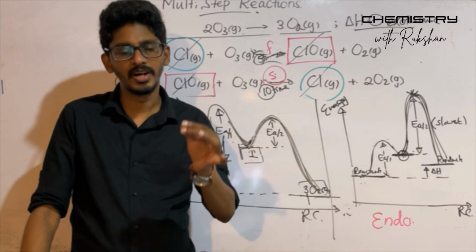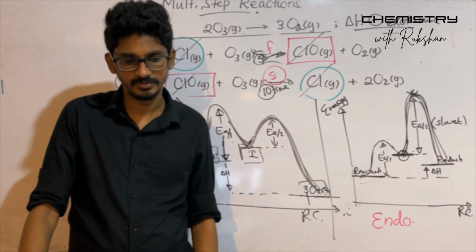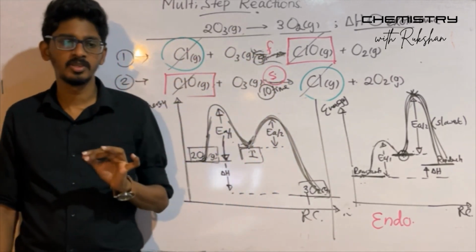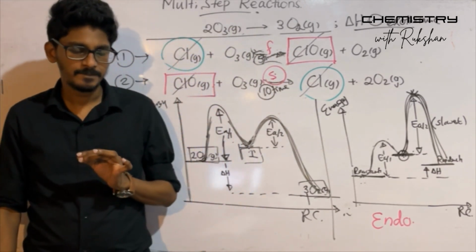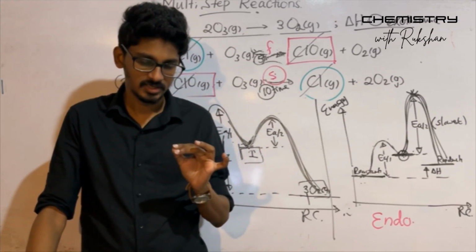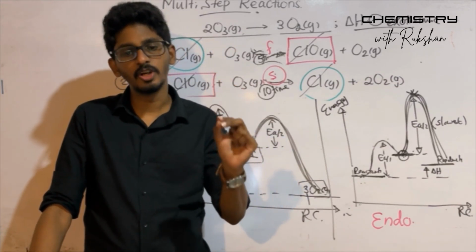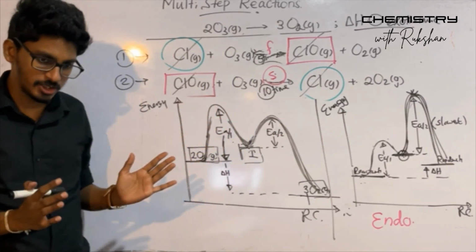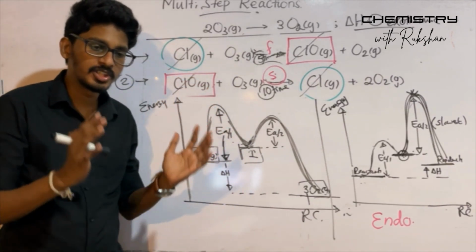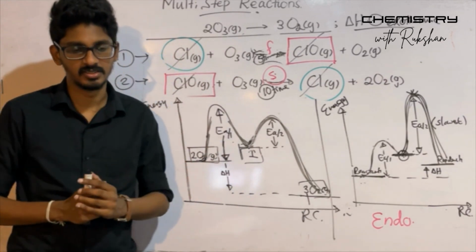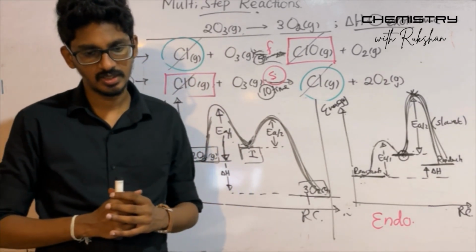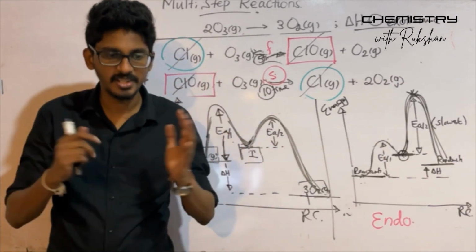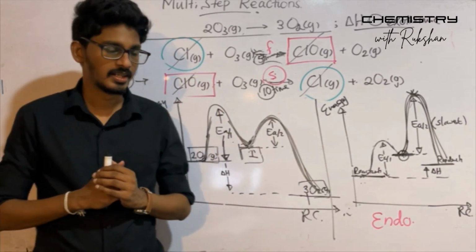I am going to come up with a new idea. The earlier discussion was about the activation energy of the slow step. Now, what is your idea about the activation energy of the overall process? The activation energy of the whole multi-step reaction. What is your idea about that? Let's consider this diagram.